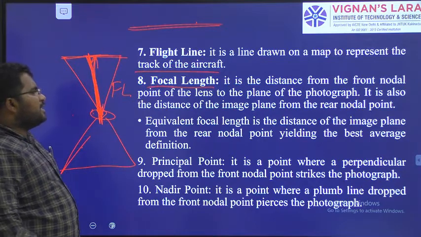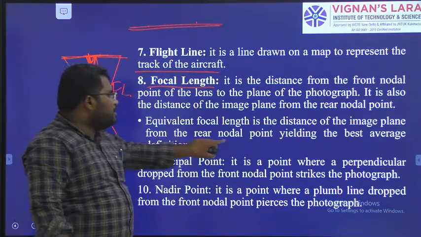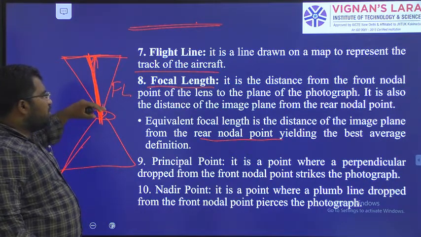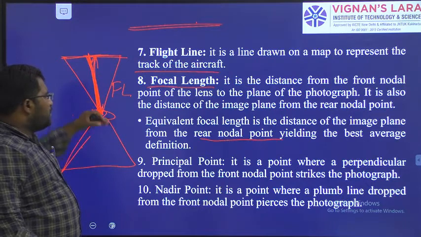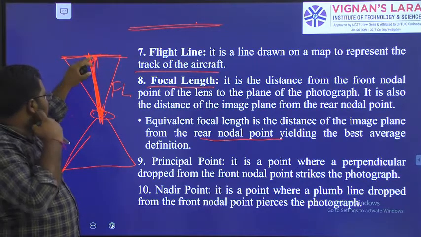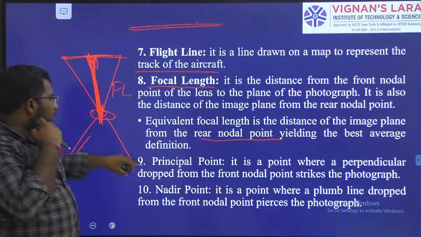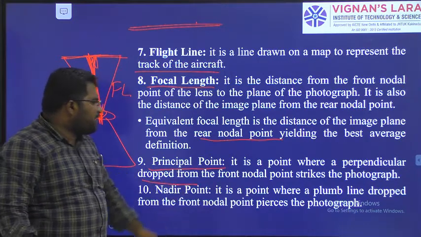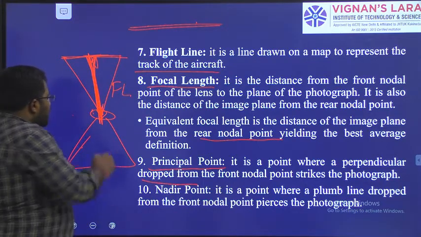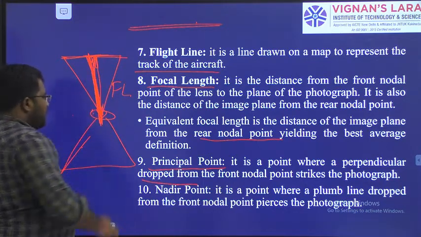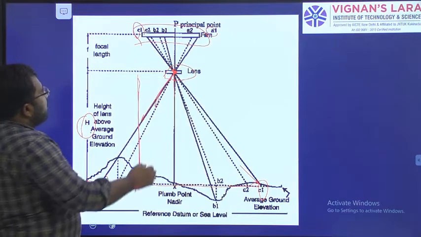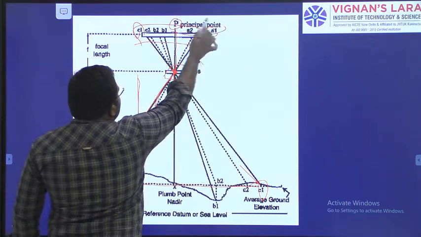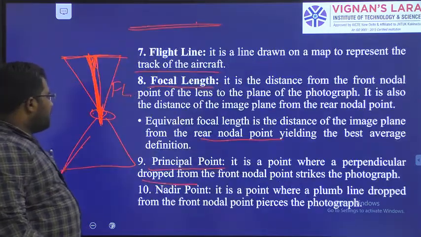Equivalent focal length is the distance of the image plane from the rear nodal point, yielding the best average definition. So rear nodal point to the image plane here. Next, principal point. It is the point where the perpendicular dropped from the front nodal point strikes the photograph. If you drop a line perpendicularly from here, that is called the principal point.